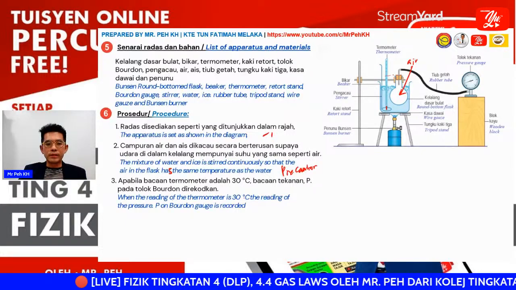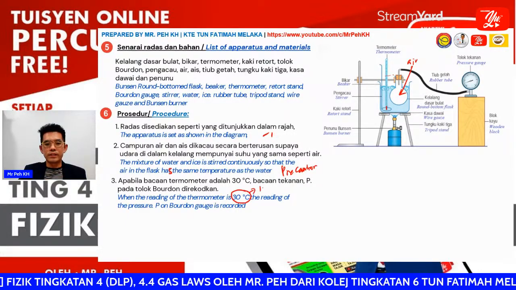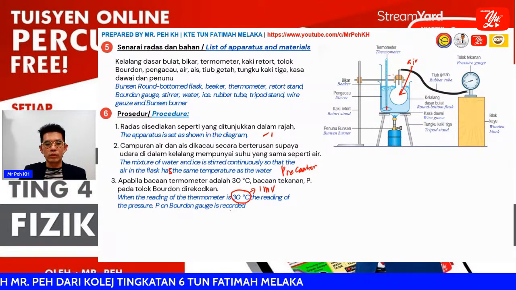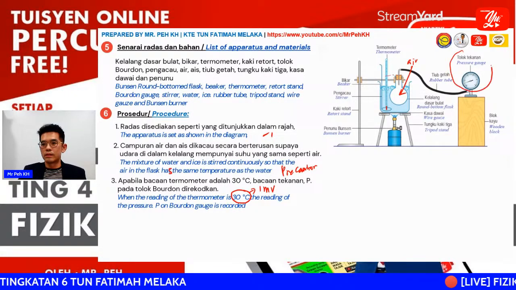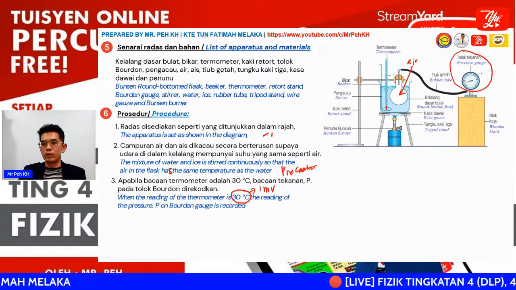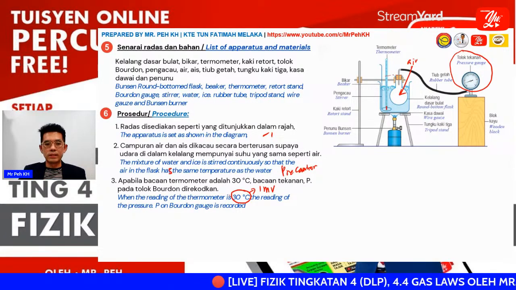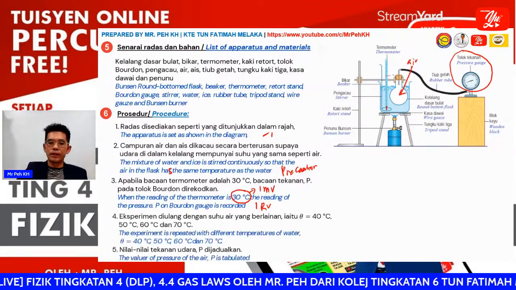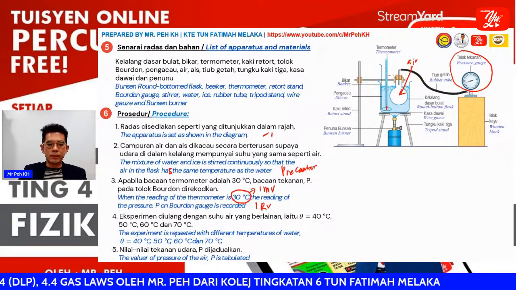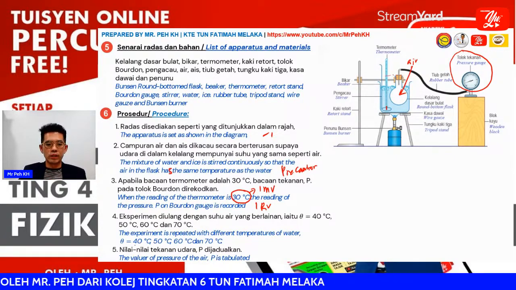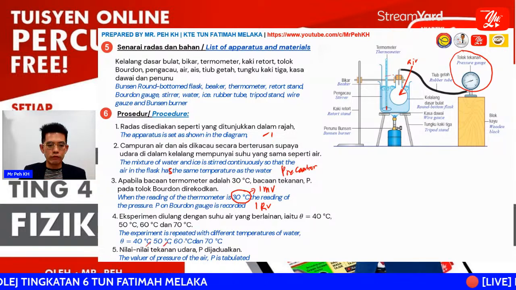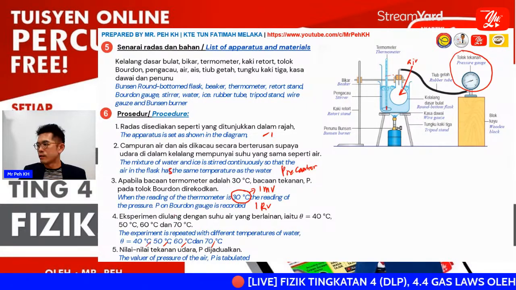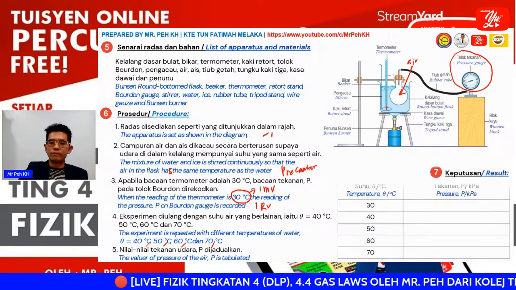Okay, when the reading of the thermometer reaches 30, so this is the first MV, the pressure on the pressure gauge is recorded. We need to read the reading here. So that means here will be our first MV and first RV. Then repeat the experiment with different temperatures. Here you need to give another four: 40, 50, 60, and 70. And the value of the pressure of the air is tabulated. So it will be like this.